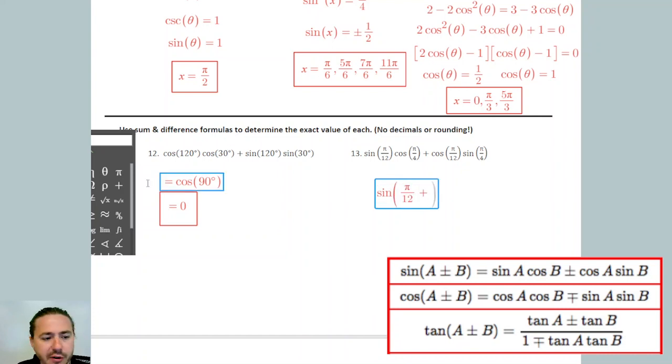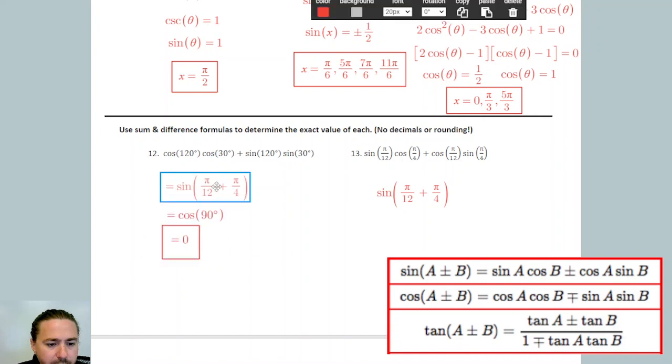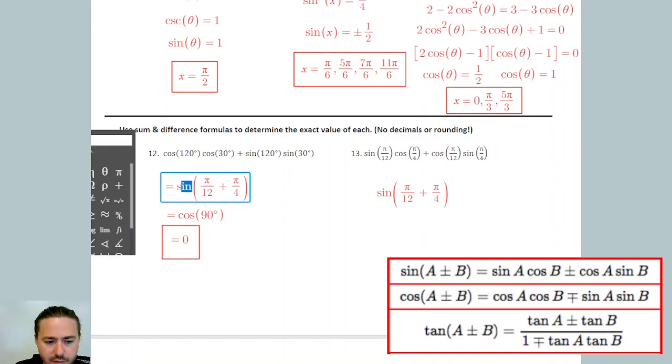And I'm realizing I didn't totally write that out on the last one. So it wouldn't hurt to include this over here as well. If I can make this fit, I might just have to move everything else down a little bit. There we go. So this would be cosine of 120 minus 30. There we go. Just to clarify where that 90 is coming from. I think it's a good idea.